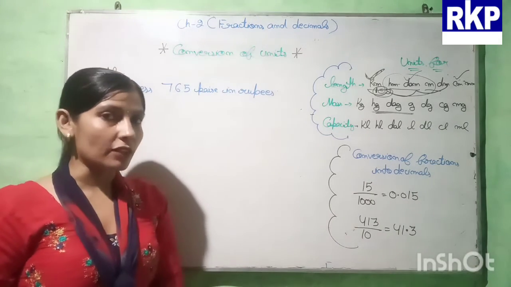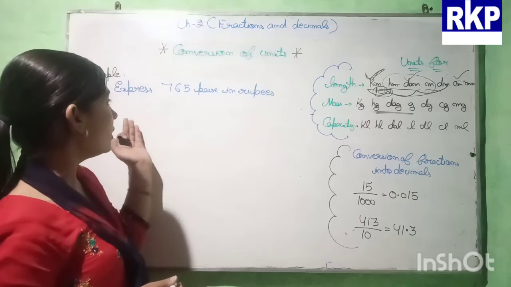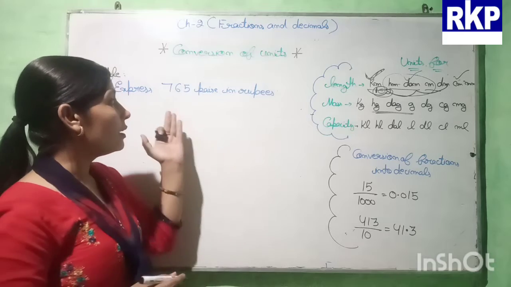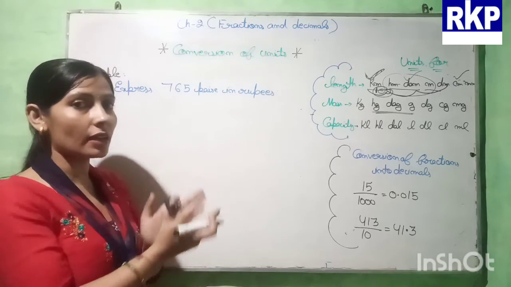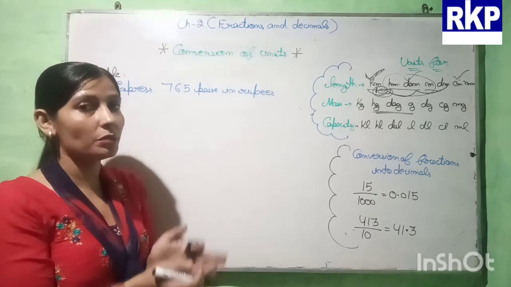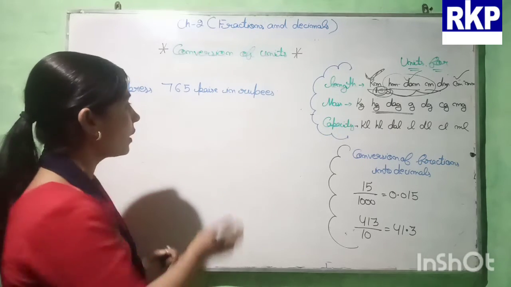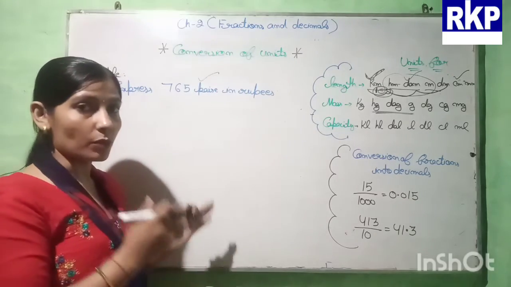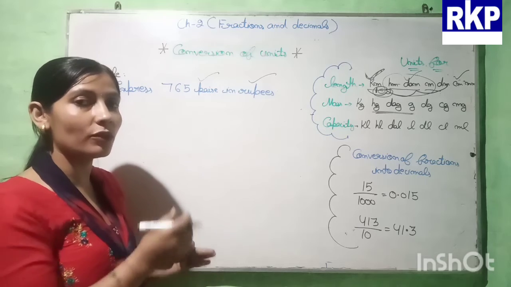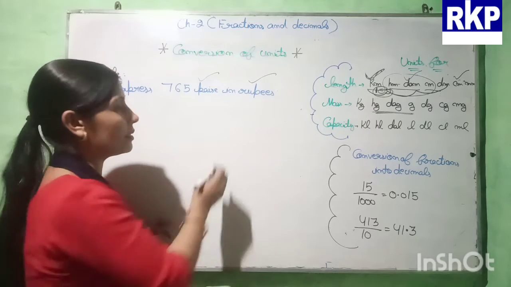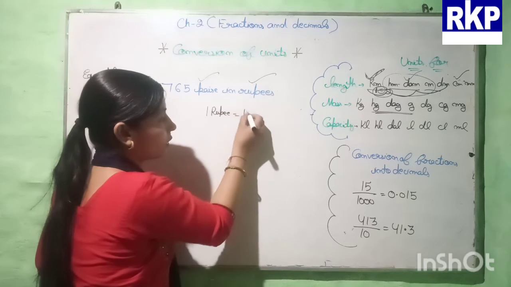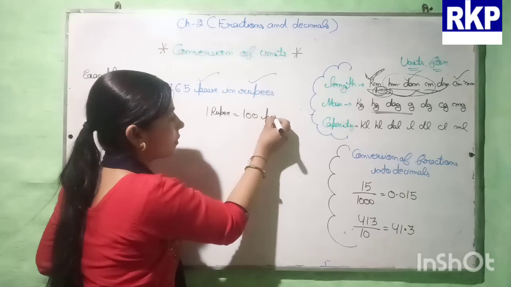Now students, let us take one more example. Here we have to convert 765 paise into rupees. Here also 2 units are given, paise and rupees. Here also we need to write the relation between these both units. Paise is the smaller unit and rupees is the larger unit, and you know very well that 1 rupee is equal to 100 paise. So first we will write 1 rupee is equal to 100 paise.